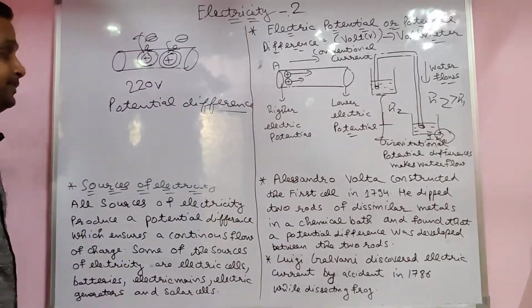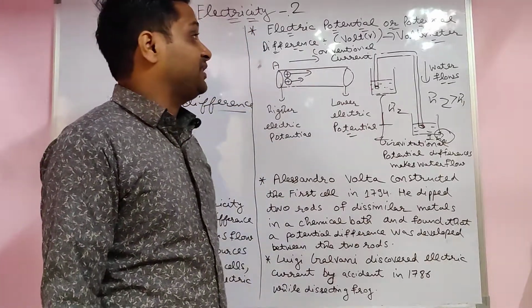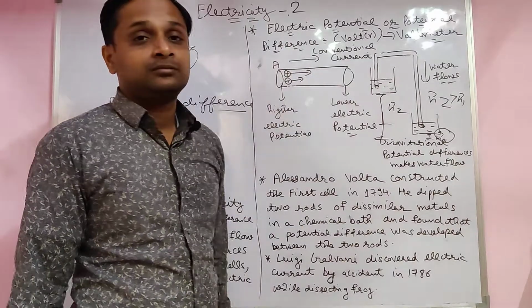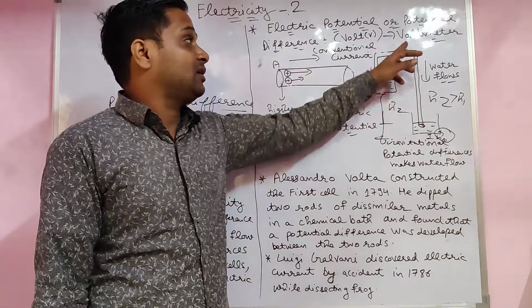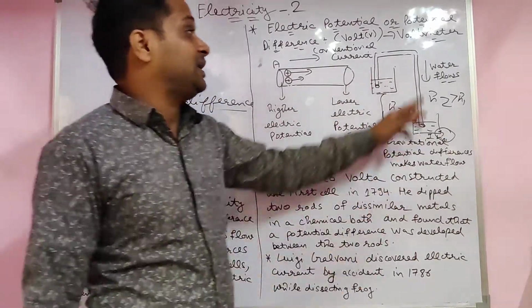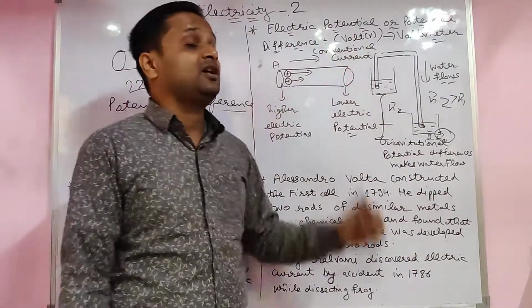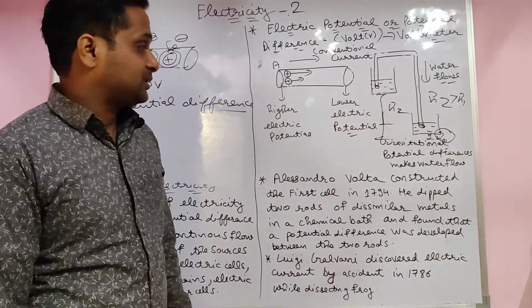Yes, keep in mind, electric potential is the potential difference. How do you measure the potential difference? Which instrument? That is the voltmeter. Current is measured with the help of an ammeter, and for voltage the instrument used is the voltmeter. And what is their unit? The SI unit is volt, V, capital V. Yes, capital V.